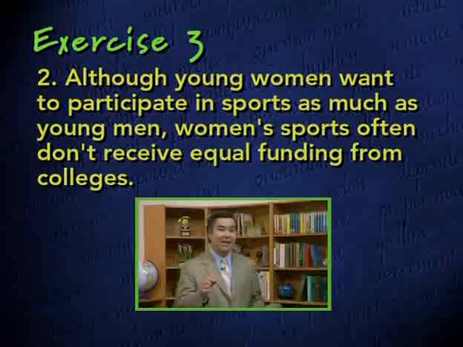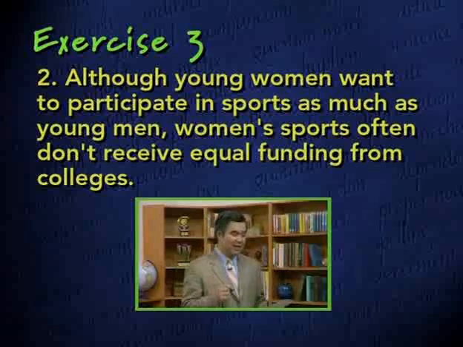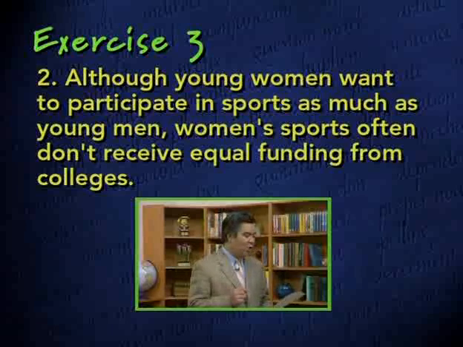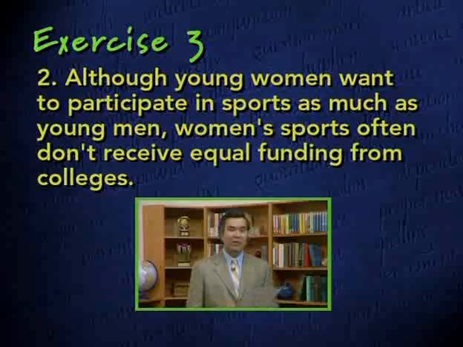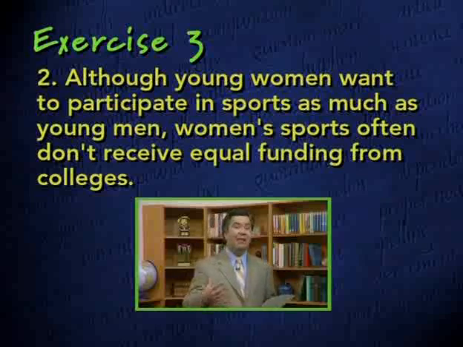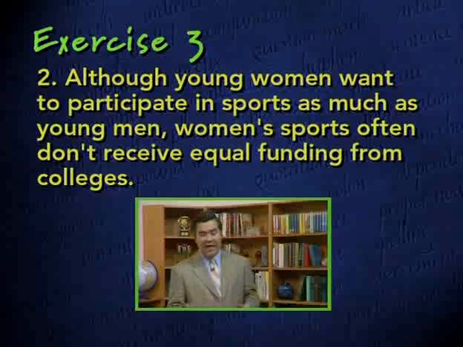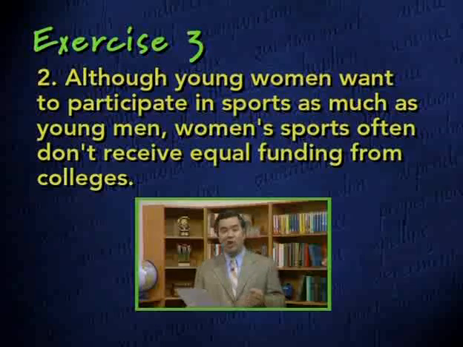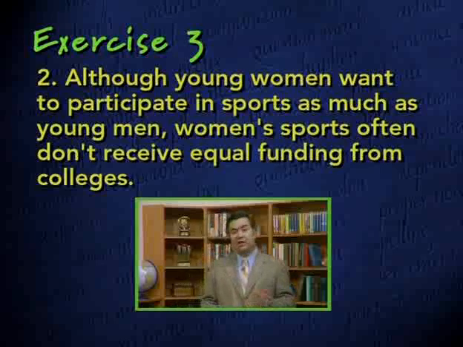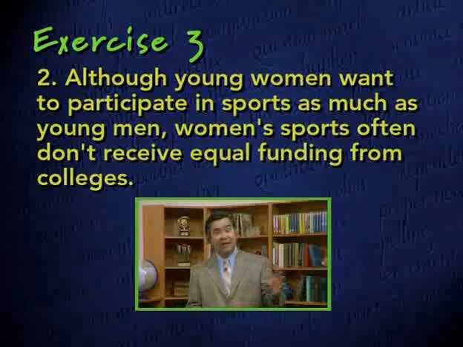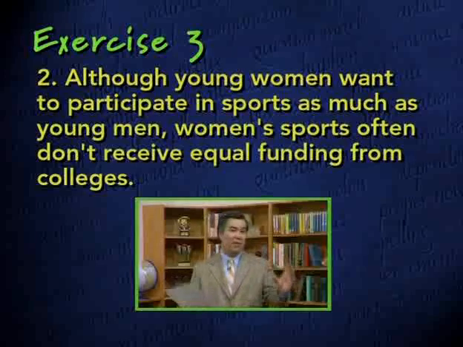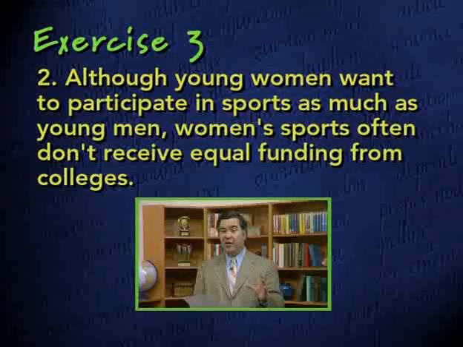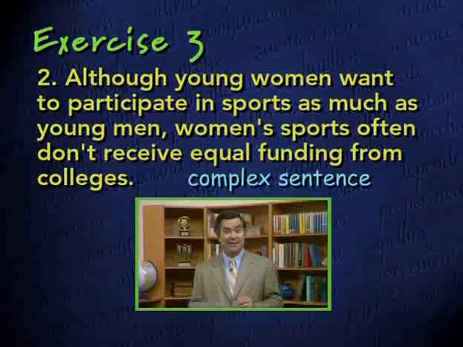So we have here a subordinate clause in the first part of this sentence. What about the second part of the sentence? Women's sports often don't receive equal funding from colleges. Here we have an independent clause. This could stand alone as a complete sentence. Don't receive is the verb, and sports, or women's sports, more broadly, is the subject. This could stand alone as a sentence, so it's an independent clause. So we have here a subordinate clause linked to an independent clause. The two ideas together make one complete thought, and therefore we have a complex sentence.